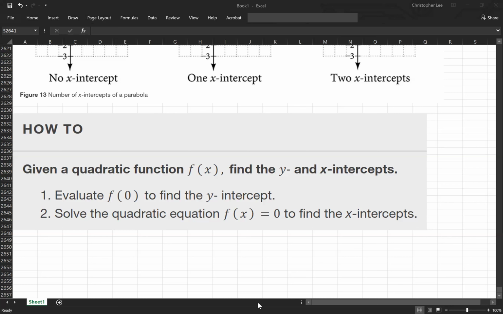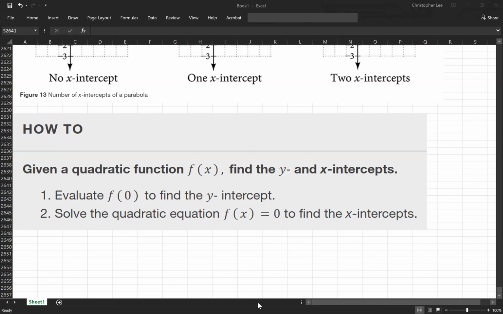Use the quadratic formula, use completing the square. If you have a graph, you're just looking at where it's crossing the x-axis and you're done. The y-intercept is very simple. Plug in 0 for x. Whatever number's left over, that's your y-intercept. That's it. We might have some application questions for homework.